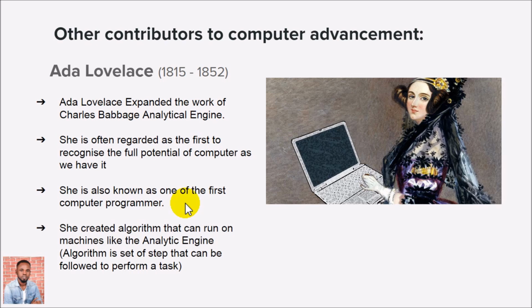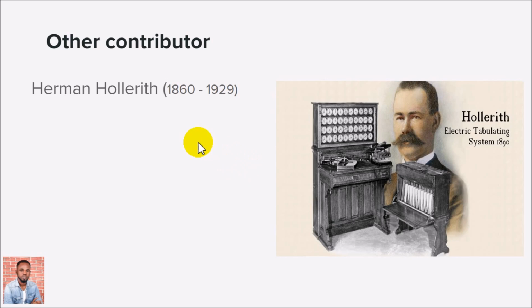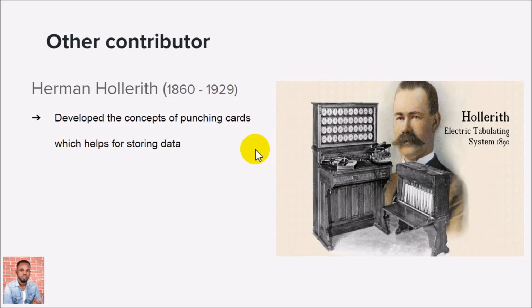So apart from Ada Lovelace, there are other people who have also contributed to computer growth and development. One of them is Herman Hollerith. He is known to have invented the electrical tabulating system. The major component of this device is that it uses punching cards. This is when the idea of a computer being able to store data came about.